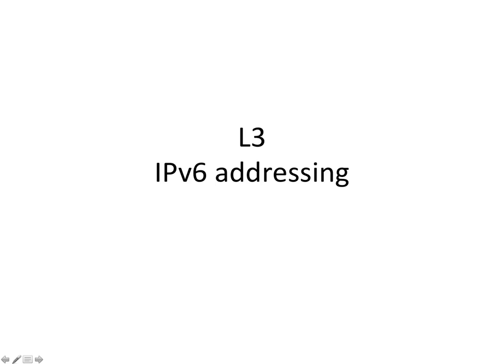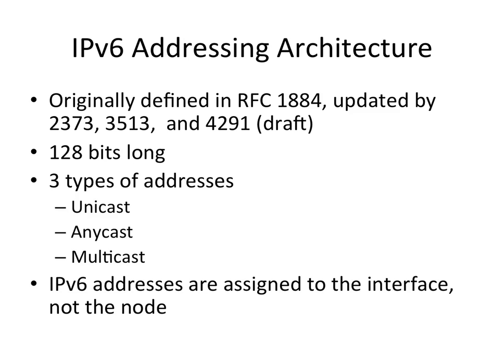Okay, this podcast will talk about IPv6 addressing, which is a layer 3 concept. IPv6 addressing architecture was originally defined in RFC 1884, and was updated by the following RFCs. Main things we want to know about IPv6 addressing we'll cover. Mainly, an IPv6 address is 128 bits long, which is 4 times longer than an IPv4 address.